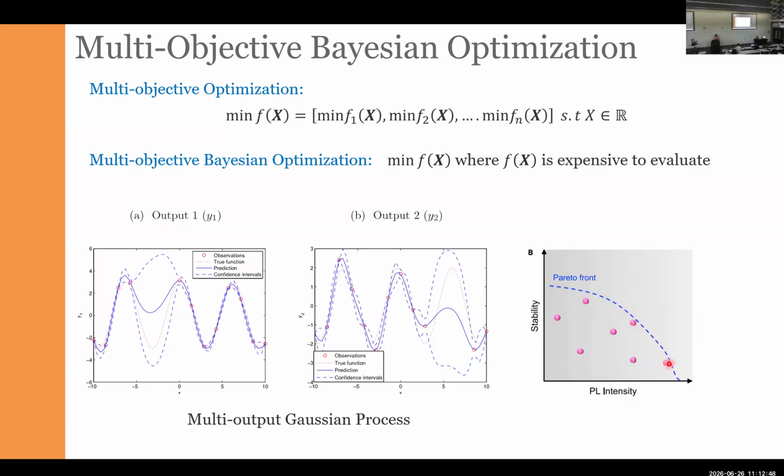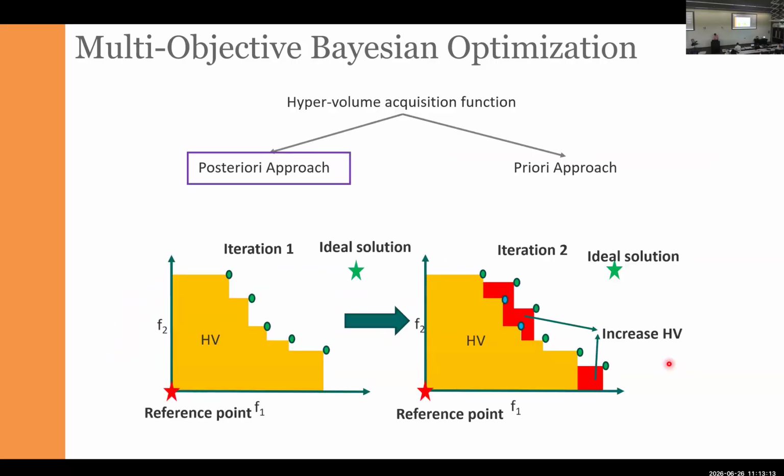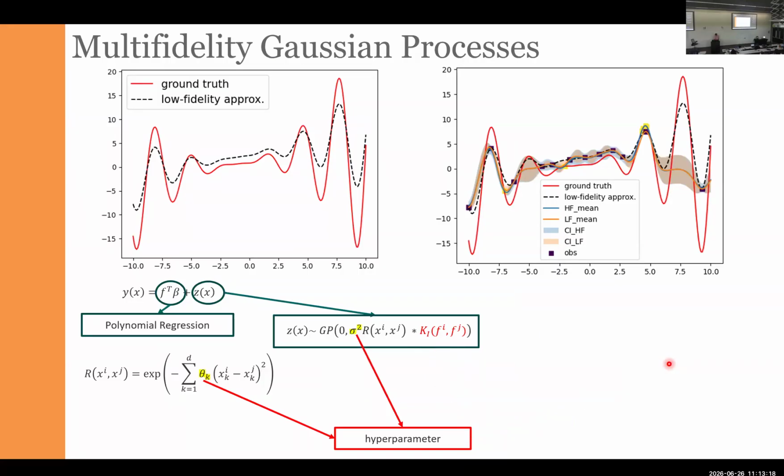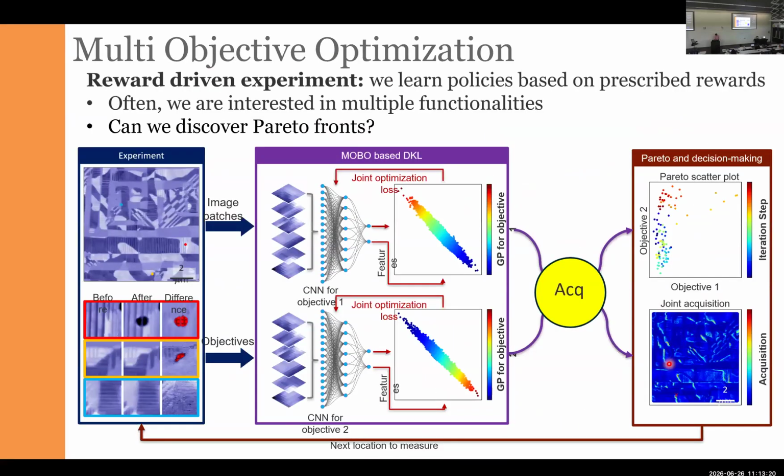The points for which it is impossible to improve one of the functions without sacrificing the other one are called Pareto optimal, and the surface on which these points lie is called the Pareto frontier. The Bayesian optimization that aims to optimize them jointly is called multi-objective Bayesian optimization. There are multiple ways of doing it. We are not going to go into detail.